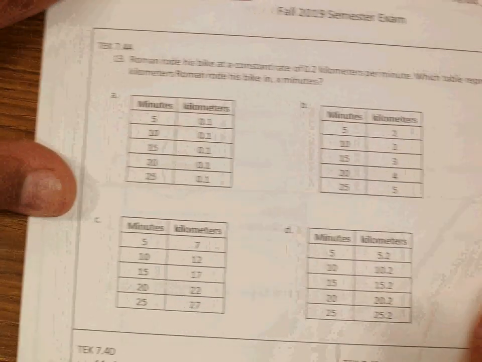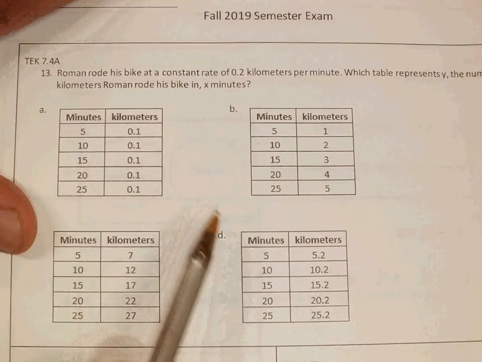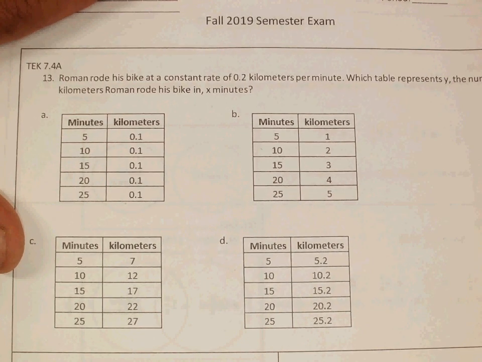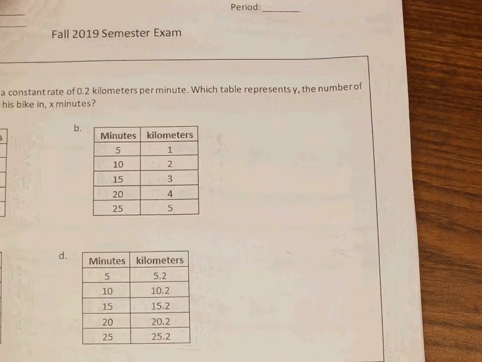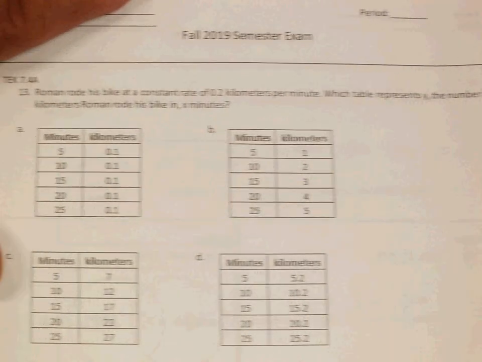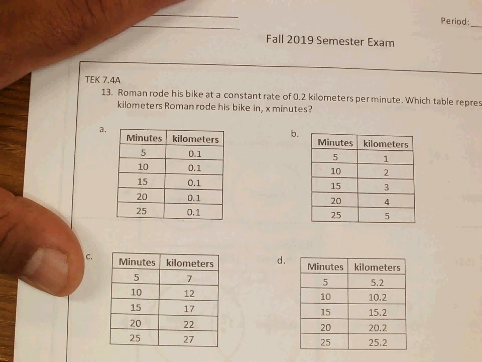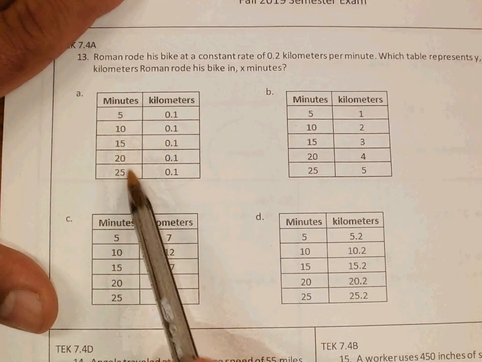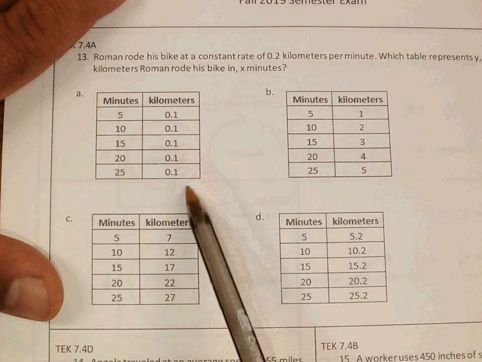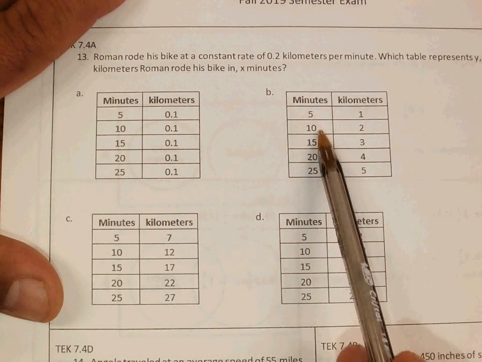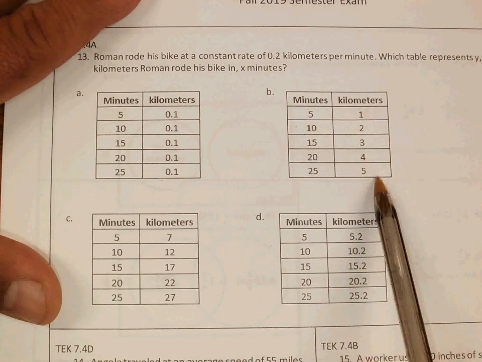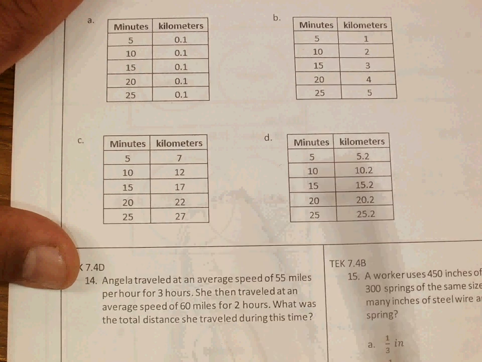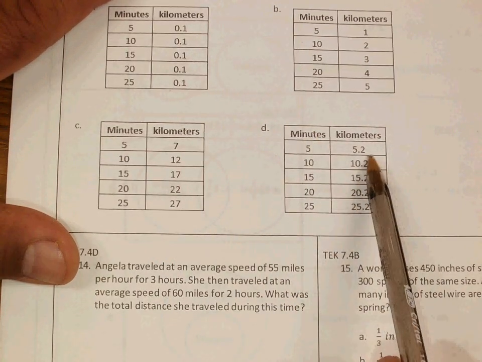Number 13. It says Roman rode his bike at a constant rate of 0.2 kilometers per minute. Which table represents y, the number of kilometers Roman rode his bike in x minutes? So table A has the minutes and the kilometers has the distance. B has again minutes, and then kilometers also going down this way. So you look at each column. Minutes here, and then the kilometers. D, minutes, and then the kilometers.